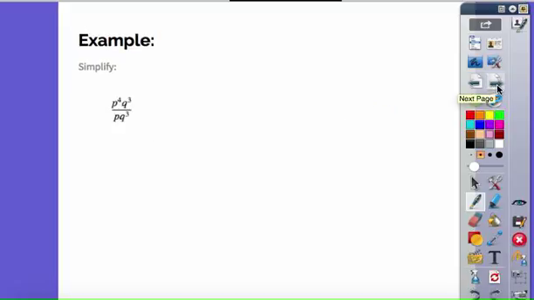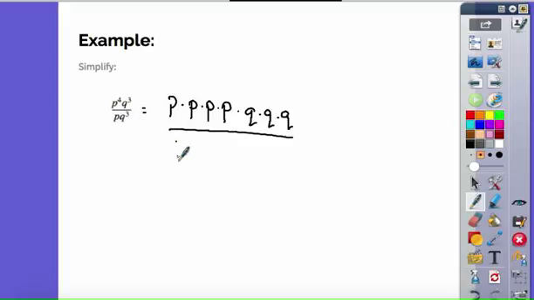Looking at another one here, this time I've got 2 different letters, but we're going to go ahead and expand it out just like we would for our definitions. So p times p times p times p is going to be the p to the 4th. And then I've got some q's here too. Q to the 3rd over p times q to the 3rd.